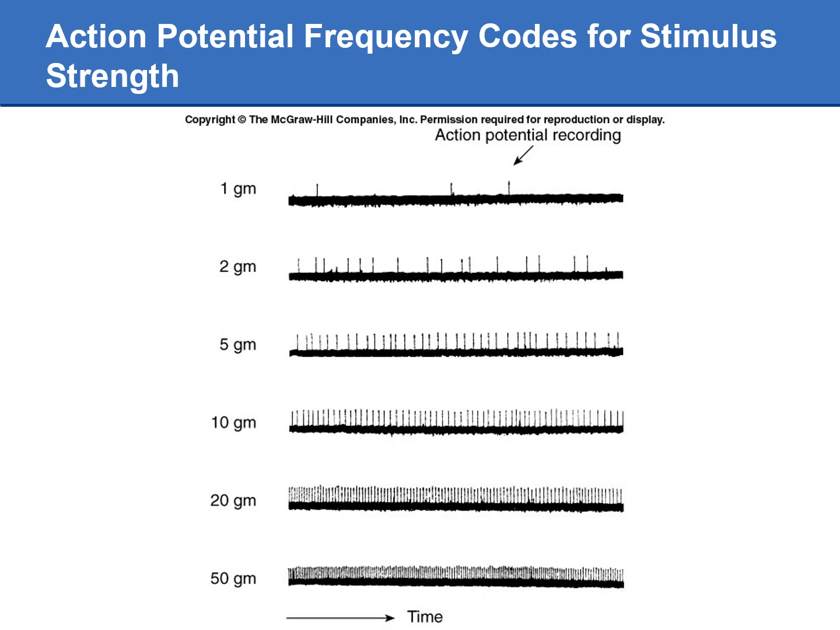So that's frequency coding, how the brain tells how big the stimulus is, because the action potentials are all the same size, but it's the frequency of the action potentials that changes, and that's how the brain tells how big the stimulus is.